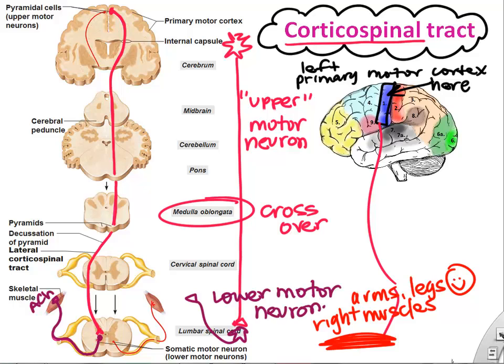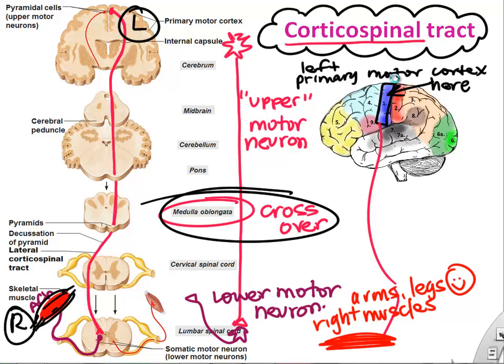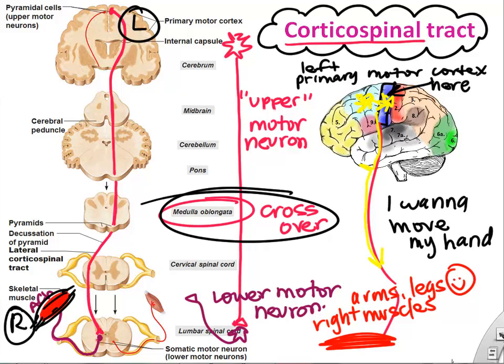Okay, so that's called a lower motor neuron, and it releases acetylcholine to control the muscle. Tells your muscle to contract. All right, so it took just 2 neurons to go from our left primary motor cortex to our right muscle, let's say in our right quadriceps, and tell it to contract.